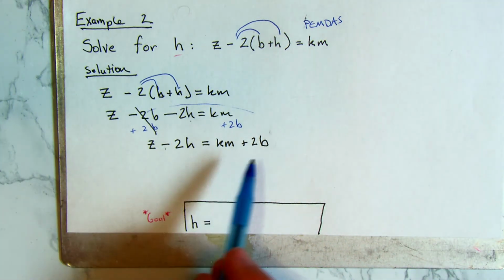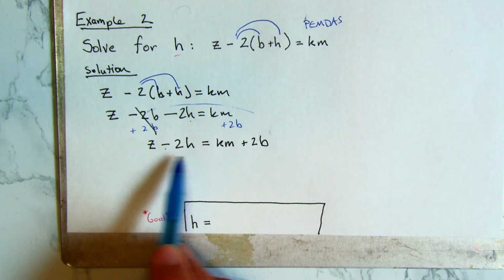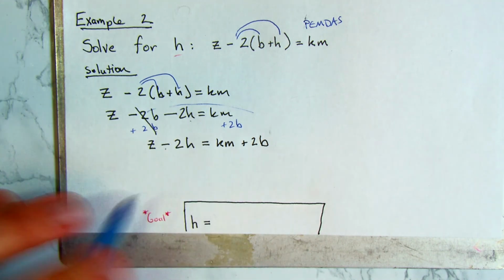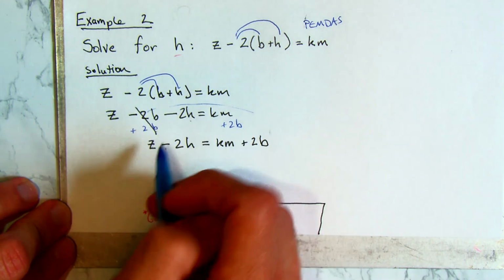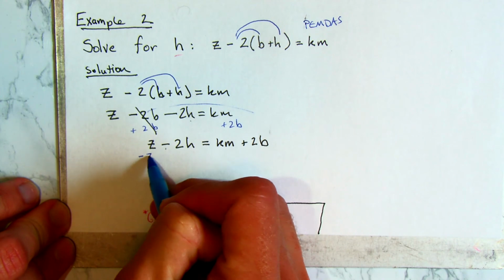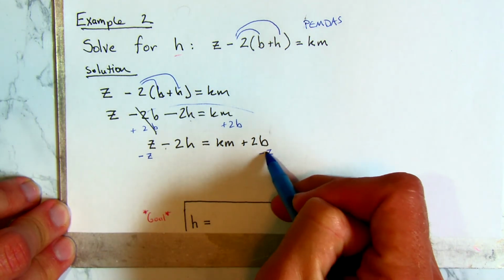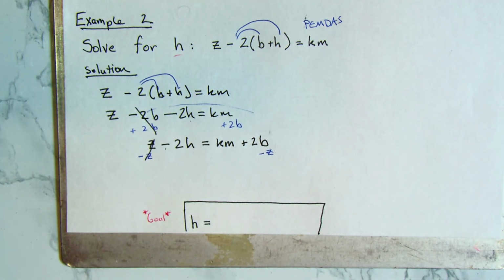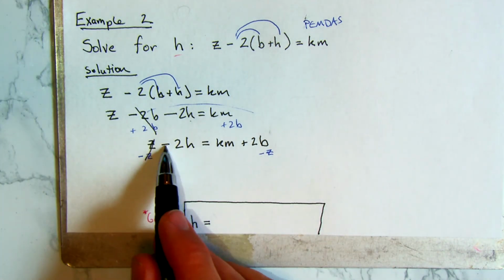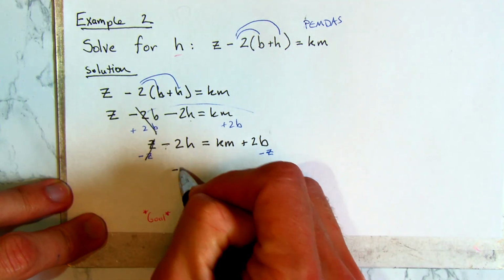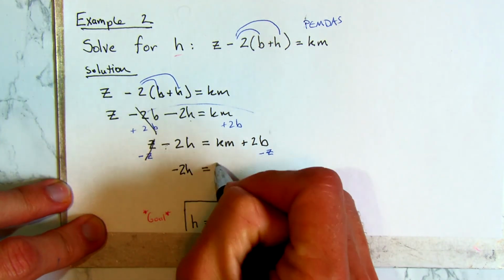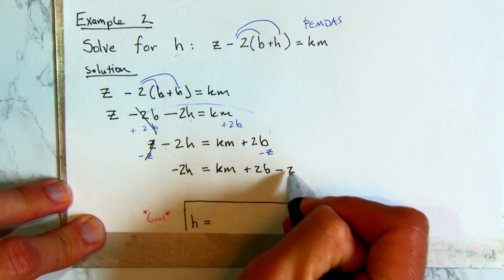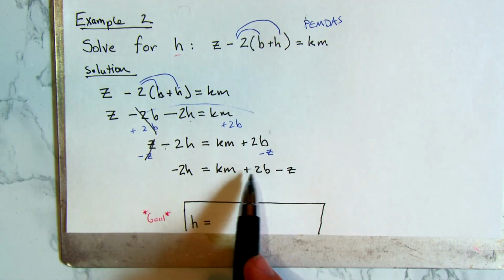Okay, our next thing we need to get rid of the z and the -2. Because the z is separate from this h block here, we're going to move over the positive z, and we can move over the positive z by subtracting z. Alright, so we have, careful here, -2h, the negative belongs to the 2h, so that's still around, equals km plus 2b minus z. Keep writing it side by side because it's not a like term.